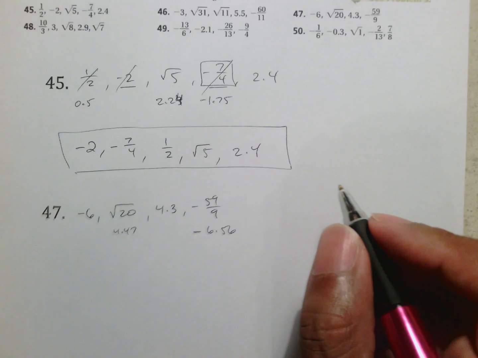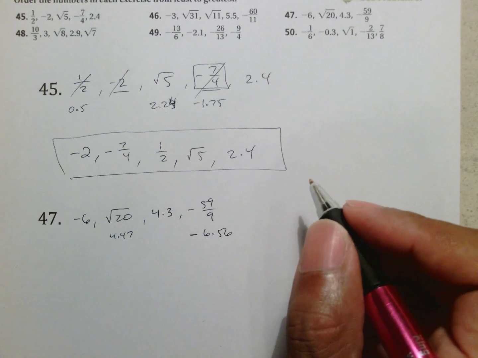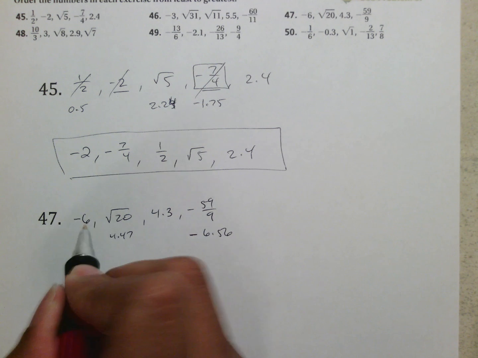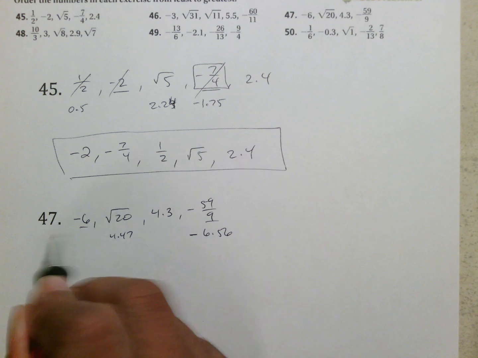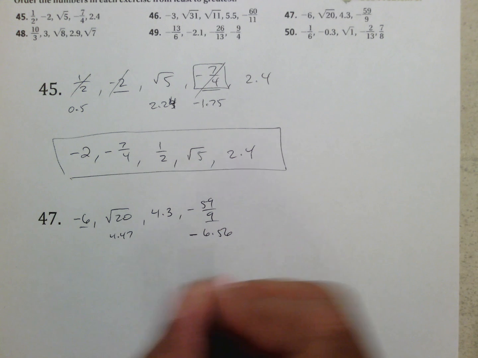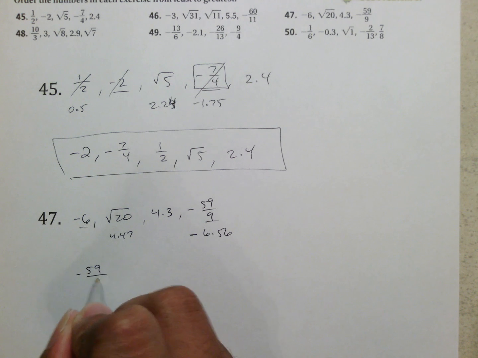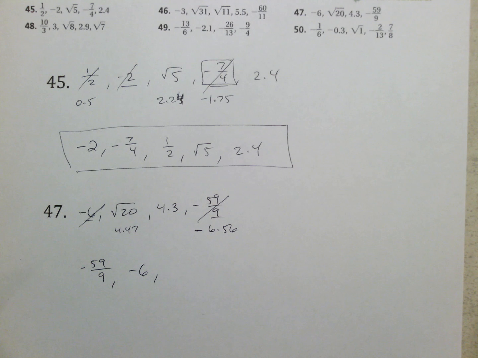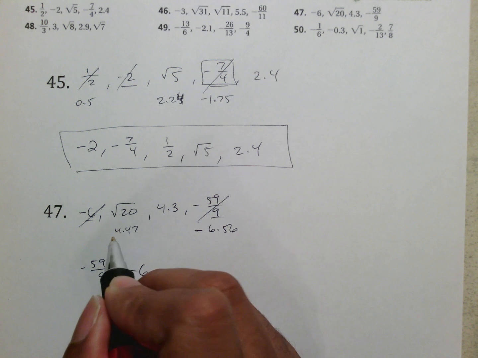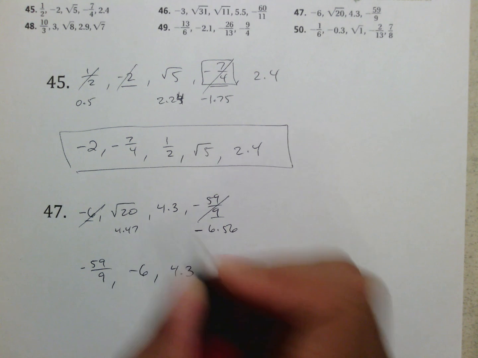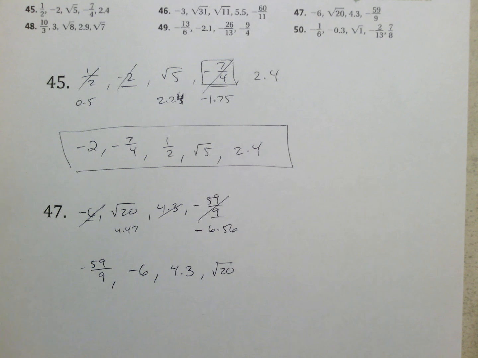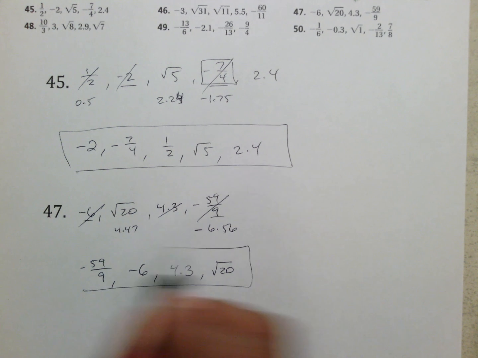Remember, whenever you start from least to greatest, you want the biggest negative first, all the way over to the biggest positive. The biggest negative here, you have a -6 and a -6.56. This is bigger than that, so it'll be that number, which we write as -59 over 9, followed by -6. After that, we put the numbers in order from smaller positive to bigger positive. 4.3 is smaller than 4.4, so 4.3 is next. Then don't put 4.47 again, put the original format of the number, which is the square root of 20.